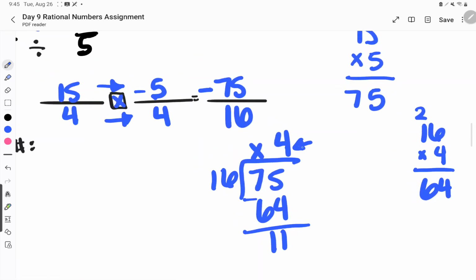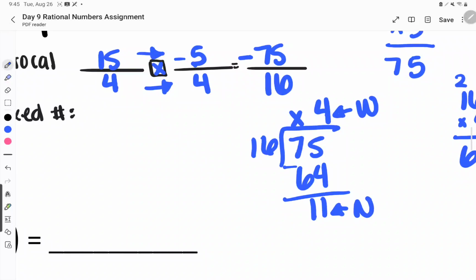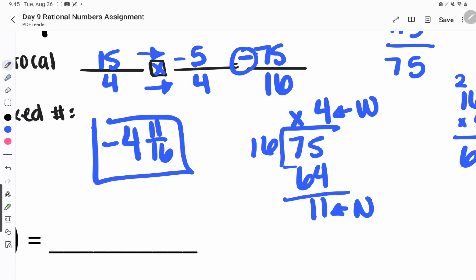All right, so this 4 right here is a whole number, and this 11 is going to be a numerator, and so that would be 4 and 11 over 16. Don't forget this was negative, so this right here will also be negative.